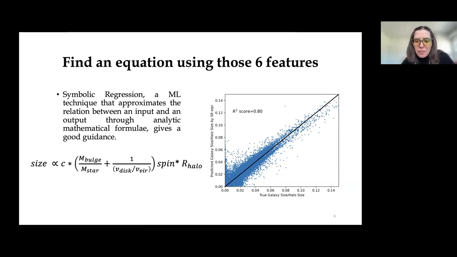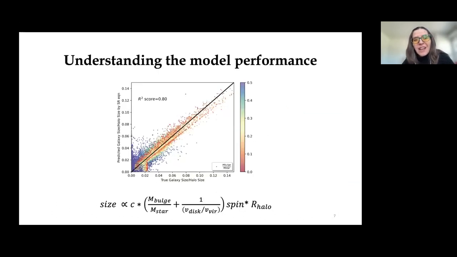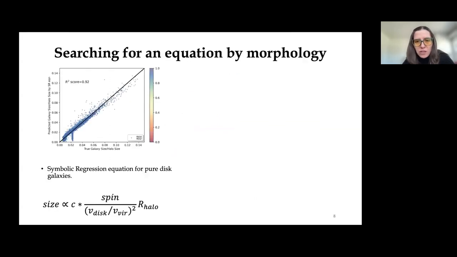So we expect that there is a difference in the way that disks and ellipticals behave, because that is already known. The physics that governs sizes for disks and ellipticals is different. So we color code the same plot by galaxy morphology, and we see that there is a pattern, that there is a gradient. The red and the yellow dots seem to behave pretty well, and these correspond to disk-like galaxies, whereas the blue and the violet dots, corresponding to elliptical galaxies, are like outliers. So we are encouraged to now search for the physical model by morphology.